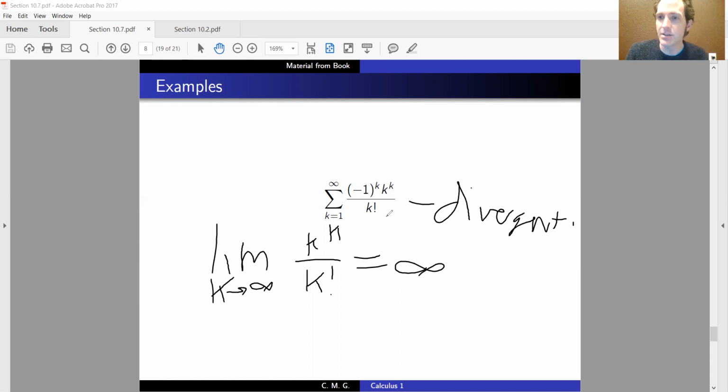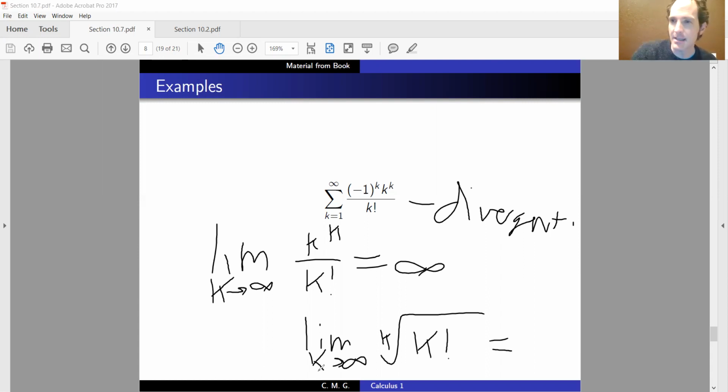I will say you can do this with the root test as well. I just have to know one little fact, and I'm going to give it to you here. The kth root of k factorial as k goes to infinity is just 1. Okay, and you can sort of believe that or go through some stuff to figure it out, but basically that's the deal. So here, if I took the kth root of the top and the bottom here, the top would go to k, the bottom would go to 1, and as k goes to infinity, that goes to infinity. So I would still get this thing to be divergent from the root test.